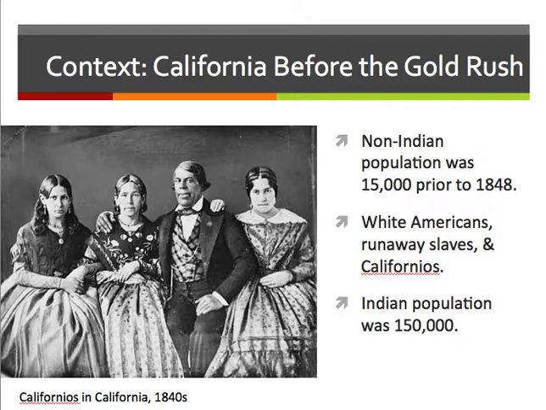Prior to this, and prior to the gold rush, California had a non-Indian population of fewer than 15,000 people. The non-Indian population consisted of a smattering of white Americans and runaway slaves. Others, the majority, were known as Californios, people of Spanish descent who owned land in California, and mestizos, or people of Spanish and indigenous descent. So the ethnic makeup of most Mexicans. By contrast, the Native American population was about 150,000 people.